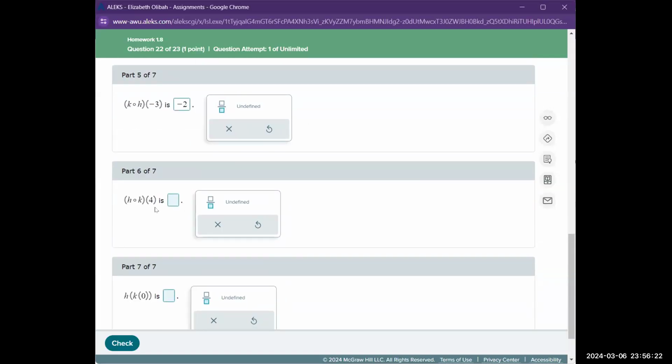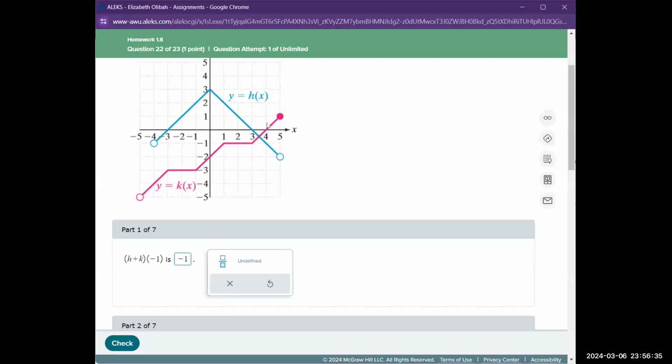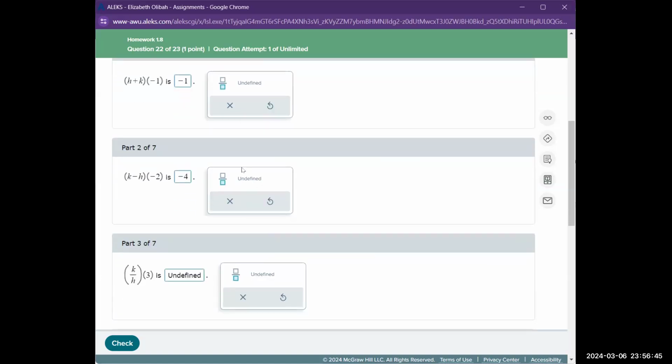So here's another one. I'm going to see what's happening at 4 with the k function. And then whatever answer that is, I'm going to see what's happening there on the h function. So let's go to 4, see what's happening at the k. It's 0. So now I'm going to look at 0 and see what's happening with the blue function, and it's at 3.